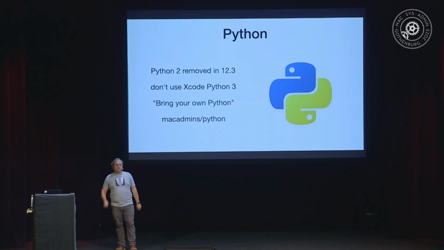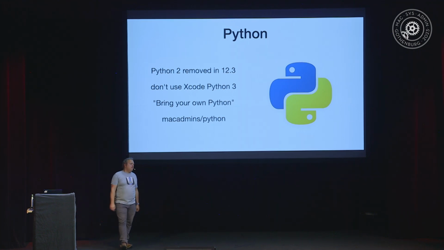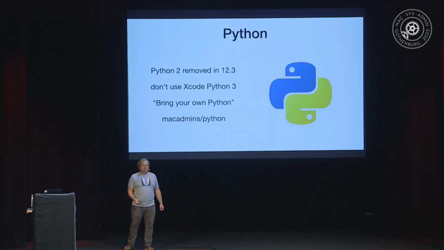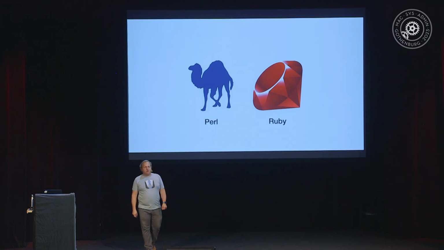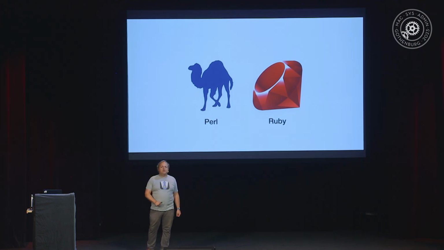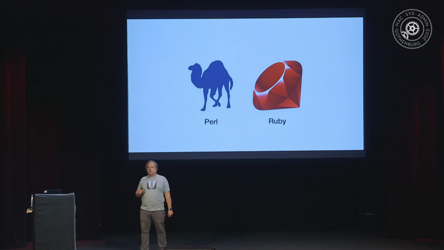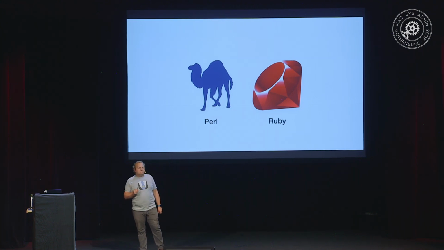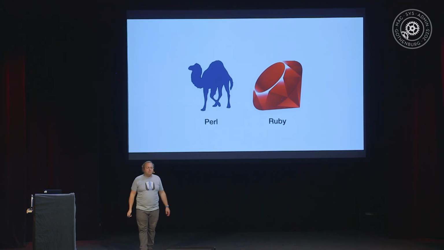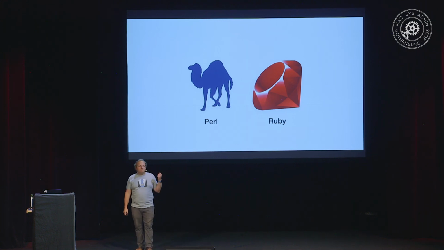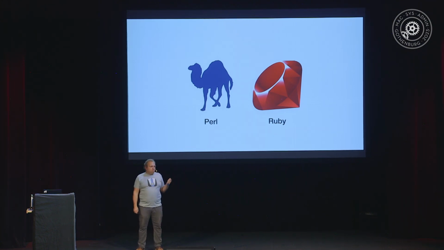The MacAdmins open source project has a Python installer that is very useful if you don't want to do that. And the warning going forward, Apple has said the Perl and Ruby runtimes will also be removed at some unknown future macOS. So if you have dependencies on these, get prepared. It will happen eventually, maybe in a minor update halfway through the year.